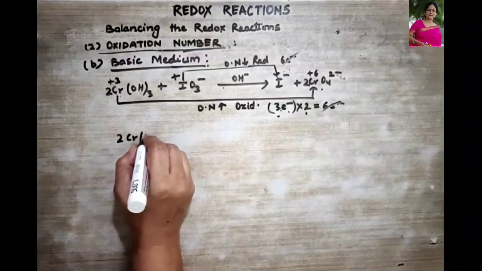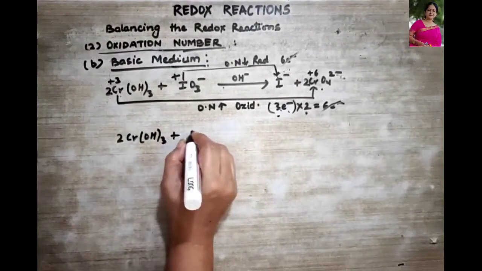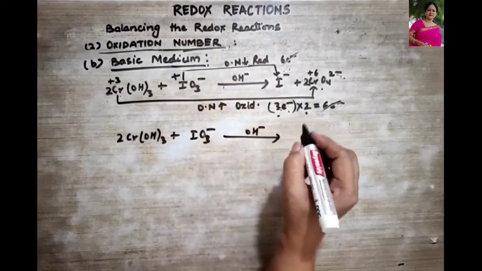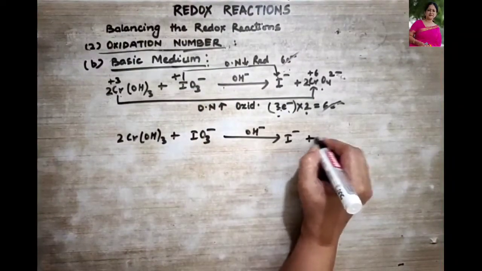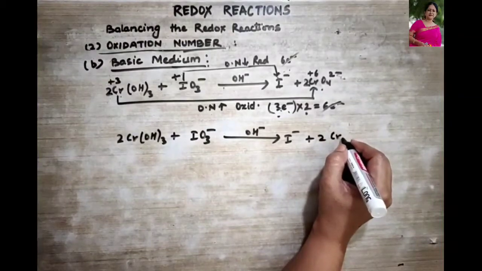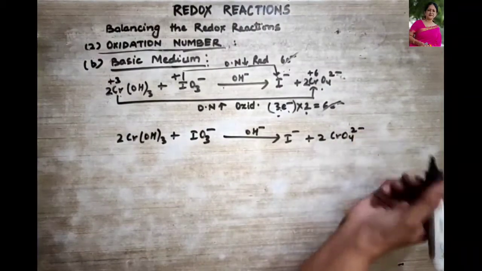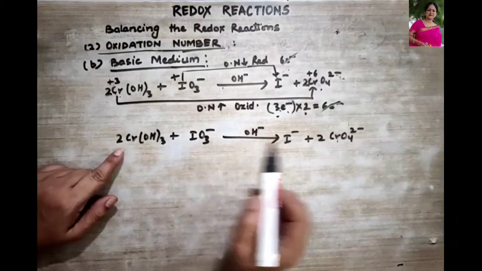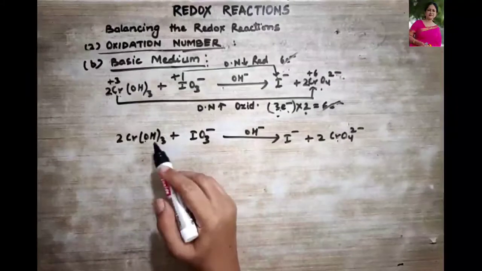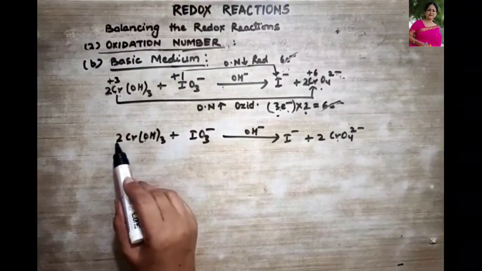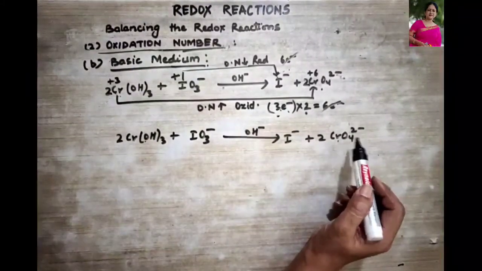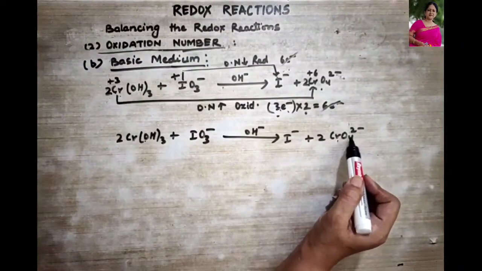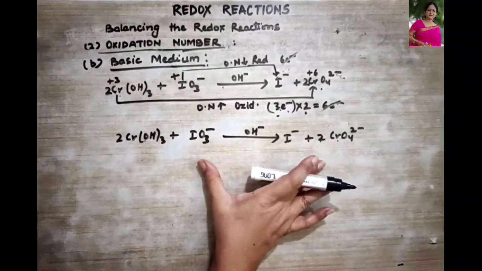2 chromium hydroxide plus this, in the presence of basic medium, will give iodine ion plus 2 CrO4 2 minus. Now let's see, 2 chromium, then iodine 1. Now if you check your oxygen atoms, 3 2s are 6 and 3 over here, and 3 2s are 6 and 3 makes it 9, and this side 4 2s are 8. That means my oxygen is not balanced.